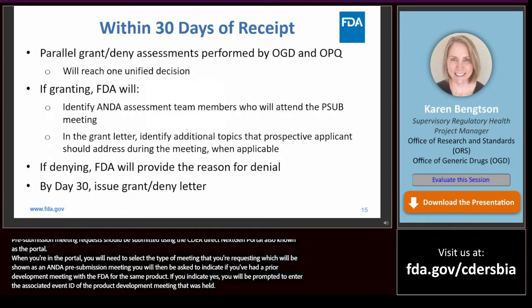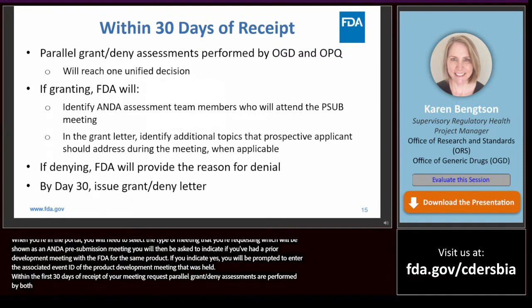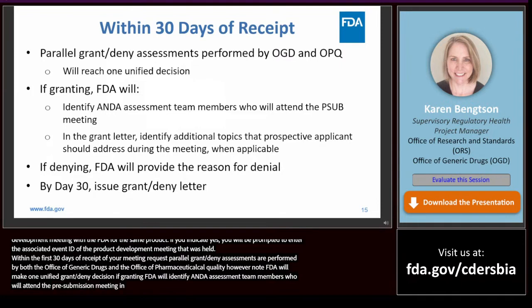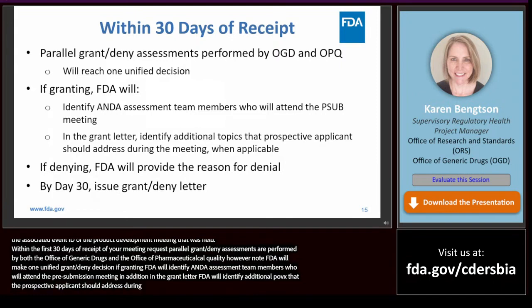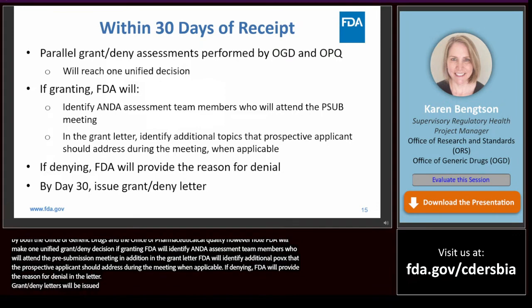Within the first 30 days of receipt of your meeting request, parallel grant/deny assessments are performed by both the Office of Generic Drugs and the Office of Pharmaceutical Quality. However, note that FDA will make one unified grant/deny decision. If granting, FDA will identify ANDA assessment team members who will attend the pre-submission meeting. In addition, in the grant letter, FDA will identify additional topics that the prospective applicant should address during the meeting when applicable. If denying, FDA will provide the reason for denial in the letter. Grant/deny letters will be issued by day 30 of receipt of your meeting request.